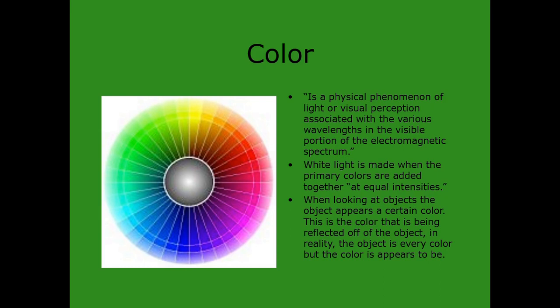When looking at objects, the object appears a certain color. This is because the object can absorb some colors but reflects others. So it could absorb all colors but reflect green, which makes us see it as green.